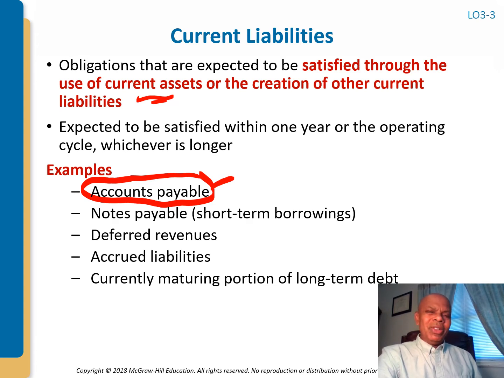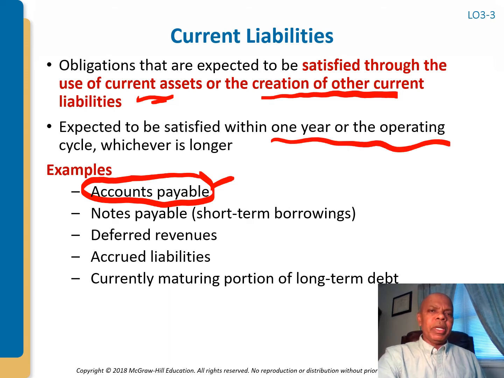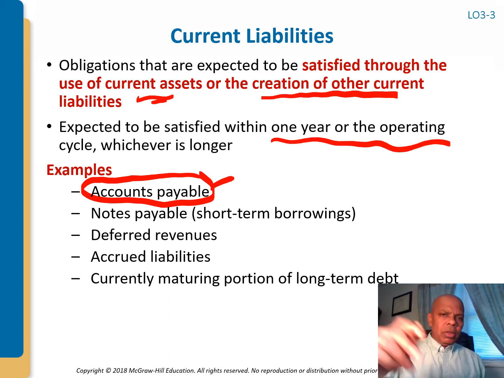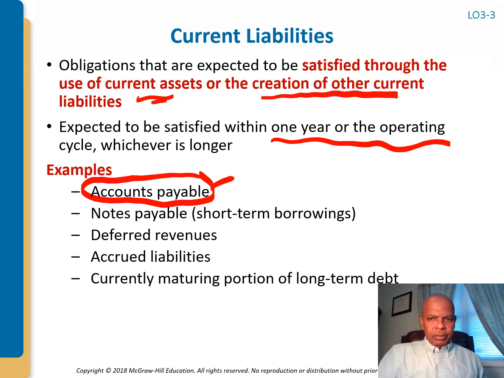Oh, if you don't have enough money, what are you going to do? You borrow money. Then what you have to do, you create other current assets to pay off accounts payable when it becomes due, right? That's what it means: expected to be satisfied within 1 year or operating cycle, whichever is longer. We already learned that before.